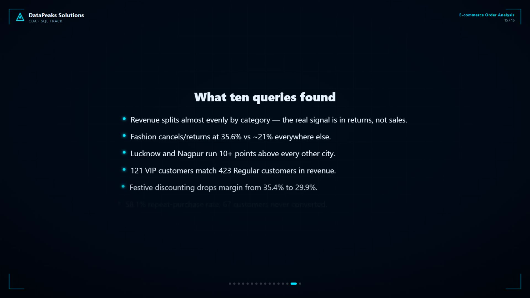10 SQL queries. 1 e-commerce database, millions in business insights. What started as raw tables turned into a complete business story. We measured 4.93 crore rupees in net revenue, discovered that fashion had the highest cancellation rate, identified Lucknow and Nagpur as problem cities, proved that a small group of VIP customers generated nearly half the revenue, and uncovered how festive discounts reduced profit margins. That's the power of SQL. It's not about writing queries, it's about solving real business problems with data.